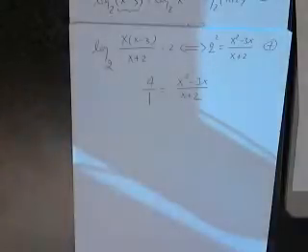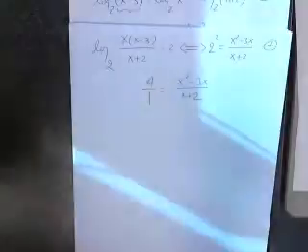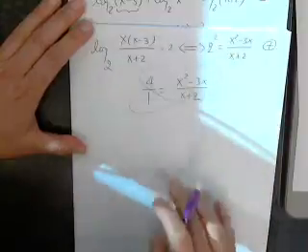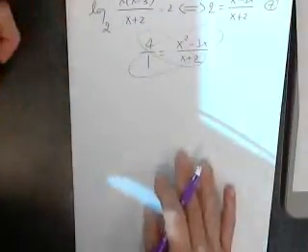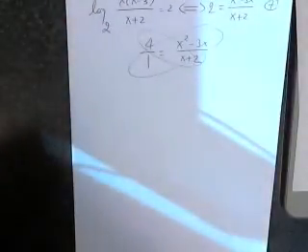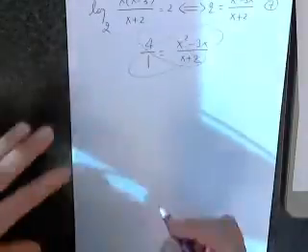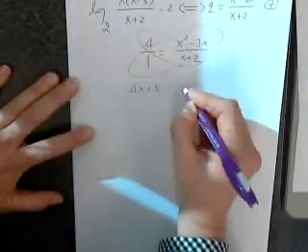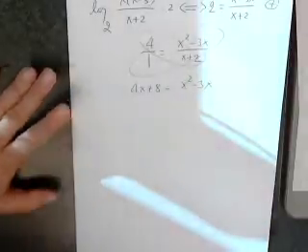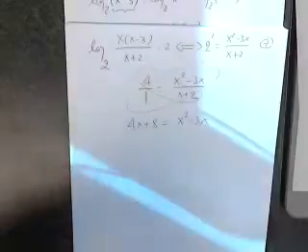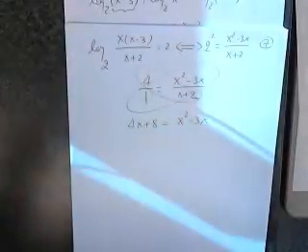And this is a hint that tells me what to do next. Cross multiply. Yes, I strongly recommend it. So what will you write? 4x plus 8 equals x squared minus 3x. Now, look what happened. This is tremendous, the amount of work.